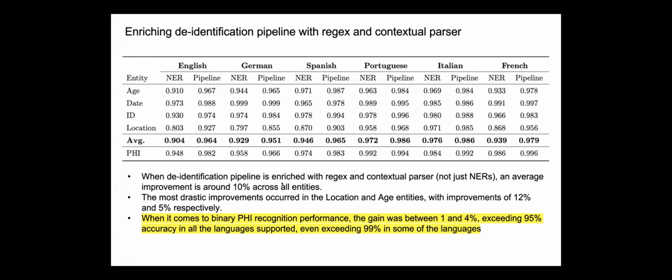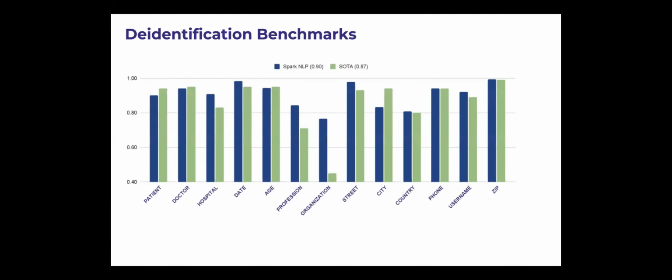When you consider the PHI versus the granular entity level, the boost is around 45%. Which means that right now, we can say that on average, we are above 98% to detect PHI entities, which means that out of 100 sensitive entities, we miss less than 2 entities at most.